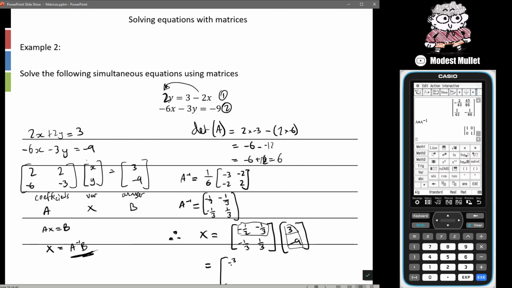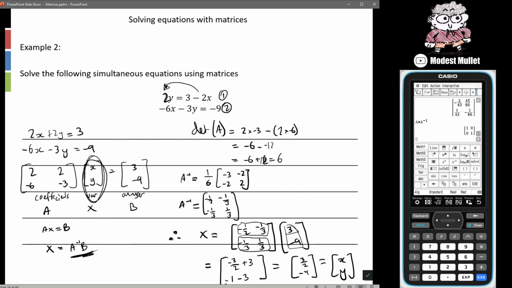-half times 3 will be -3 on 2. -3rd by -9, that would be 9 on 3, which is 3, so that's plus 3. Then we do the second row times the column. That gives us -1 minus 3, so we finally get -half plus 3, which is 3 on 2, and -1 take 3 is -4. And that's our x and our y, which was our original x matrix back there.